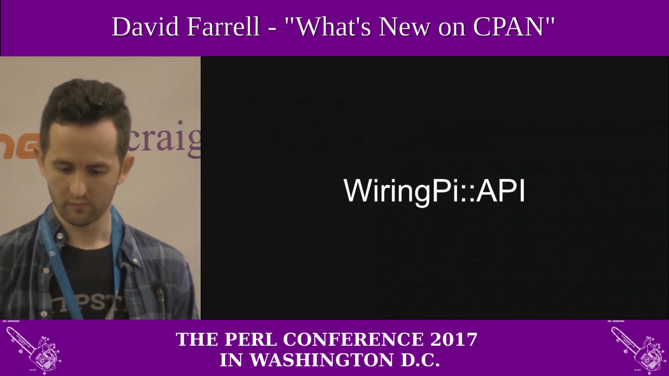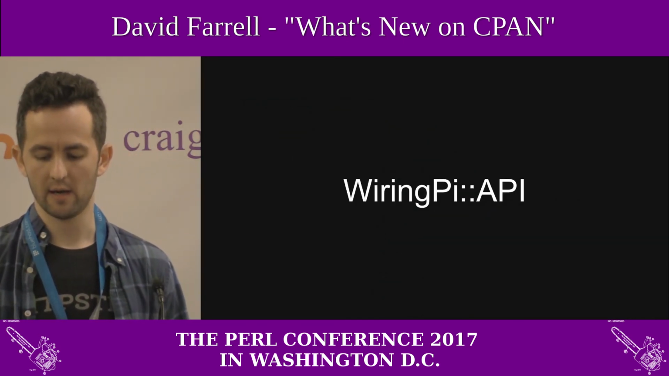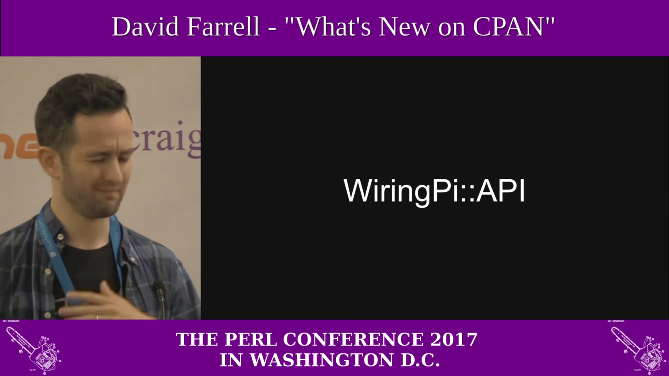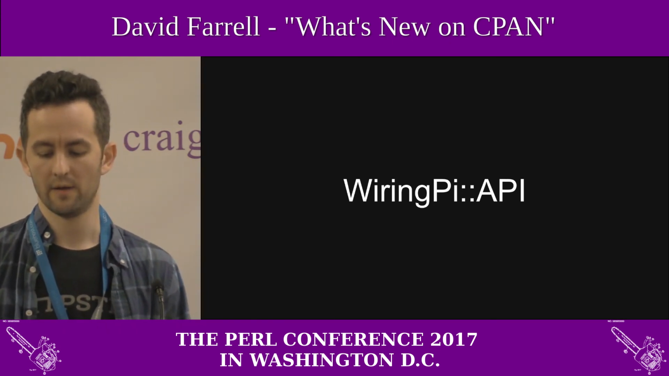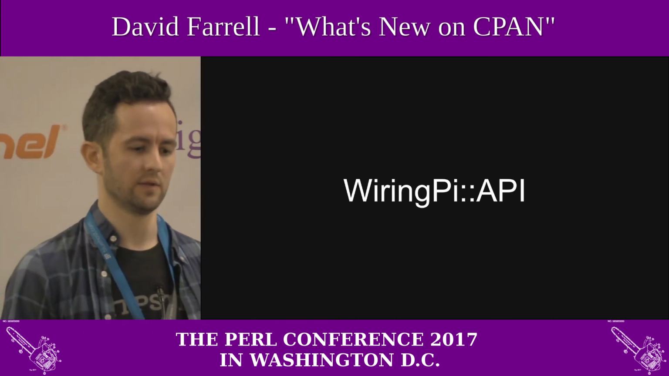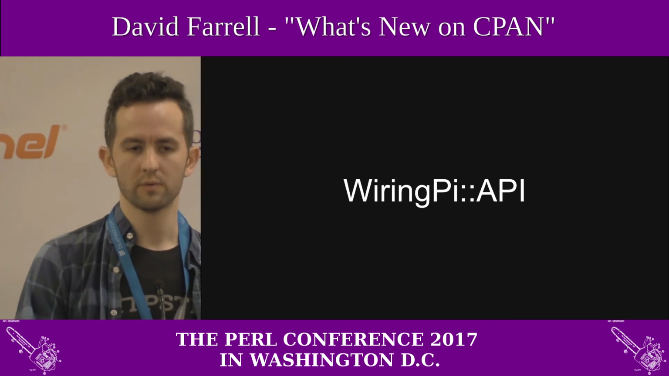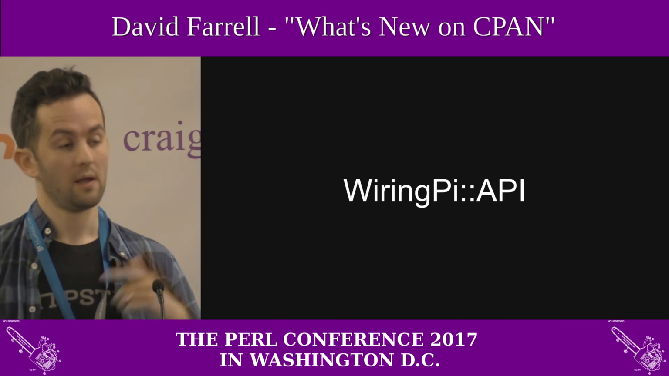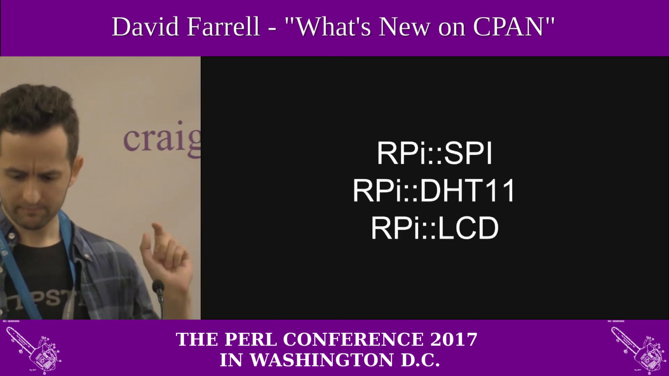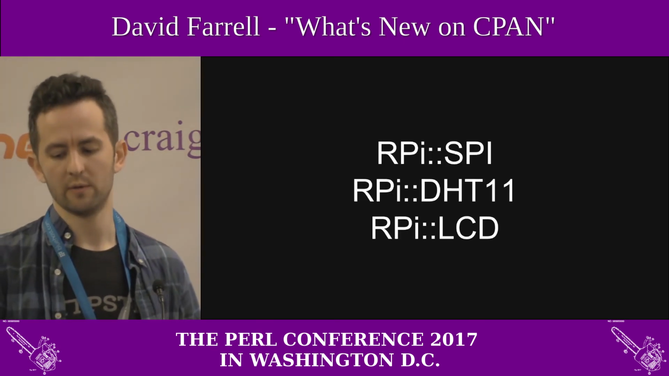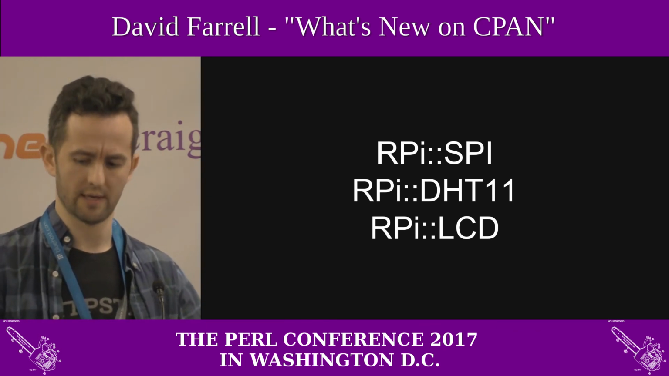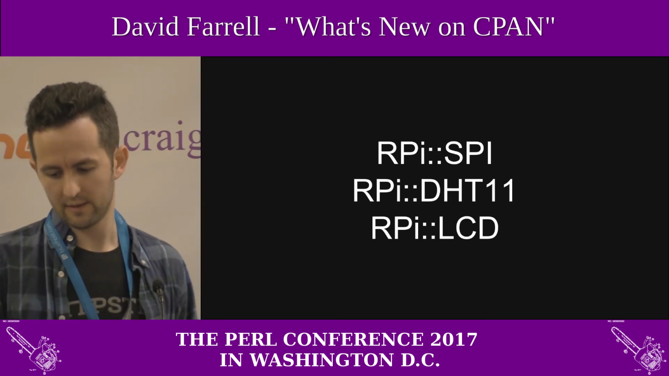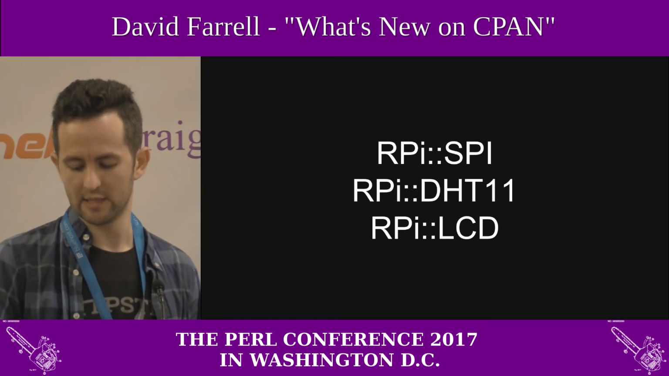Okay, WiringPi API. Steve Bertrand has done a huge amount of work in the Raspberry Pi space, like 20-something odd modules this year. This one gives you access to the GPIO board, peripheral devices, that kind of thing. So it's an essential low-level module. After he released that, he released Raspberry Pi SPI, which is Serial Peripheral Interface, lets you connect to other devices. DHT, that's a thermometer. And LCD, which lets you control LCD screens.